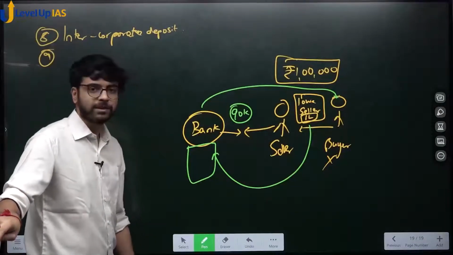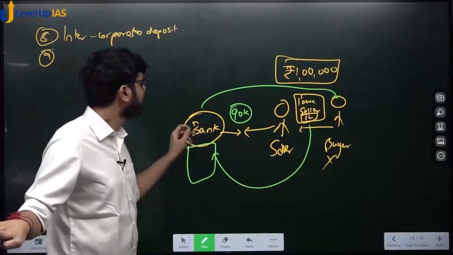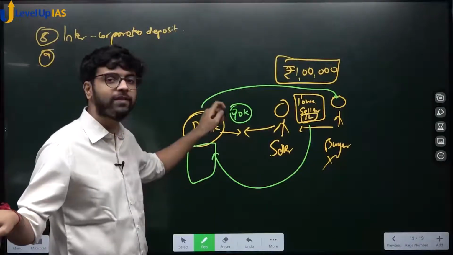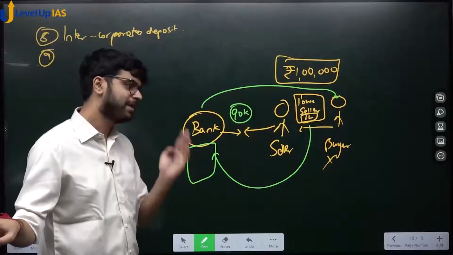Now, the bank has two options. Either give 90,000, after cutting charges, 10,000 is the fee. Either give 90,000 to the seller today, or give 90,000 as a loan outside for 6 months. Same time period.